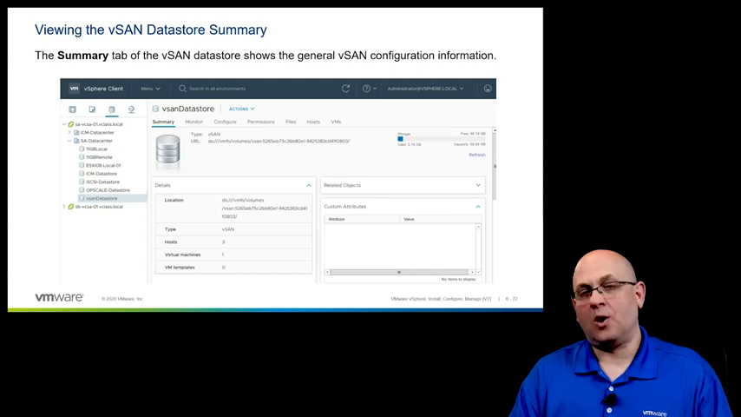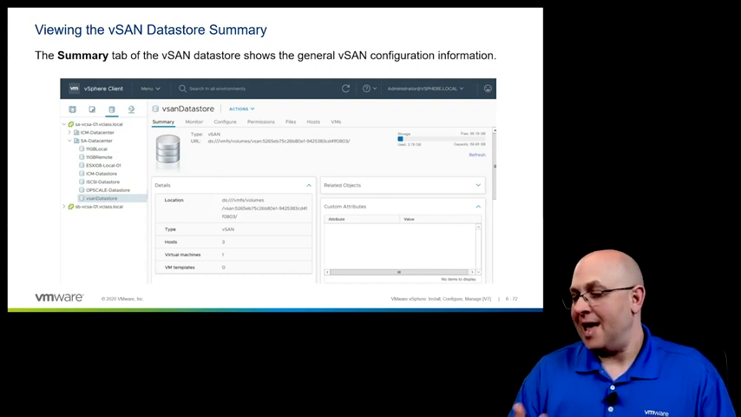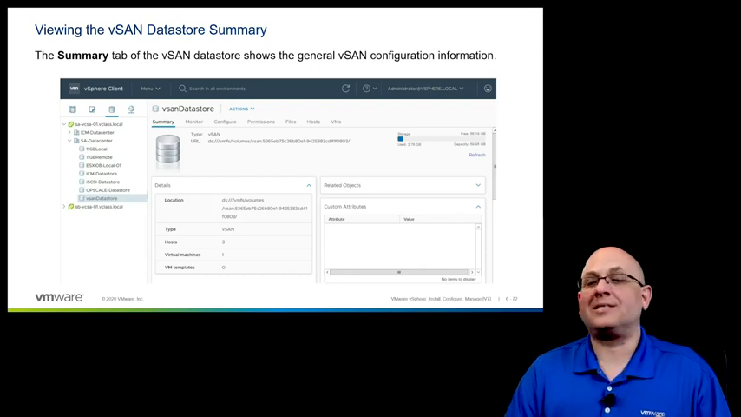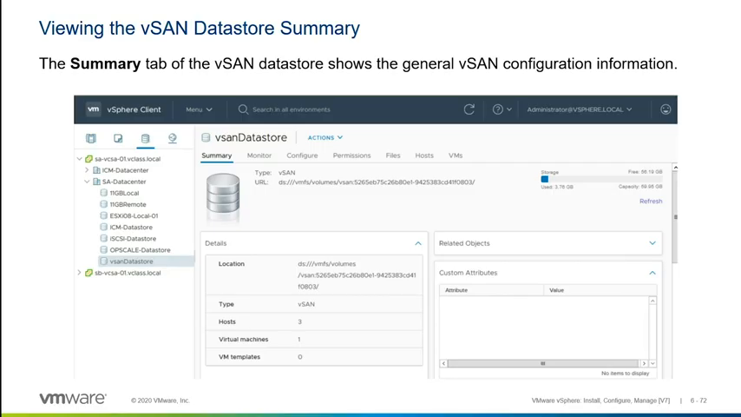Once you've configured this vSAN data store, you can go into the storage view and find your vSAN data store, where you can go to the summary tab and get some sort of idea as to the state of that data store. What are its statistics? What are its capabilities, and so on. In this case, we've got a significant amount of capacity, 60 gigs or so, with only 3 gigs used.